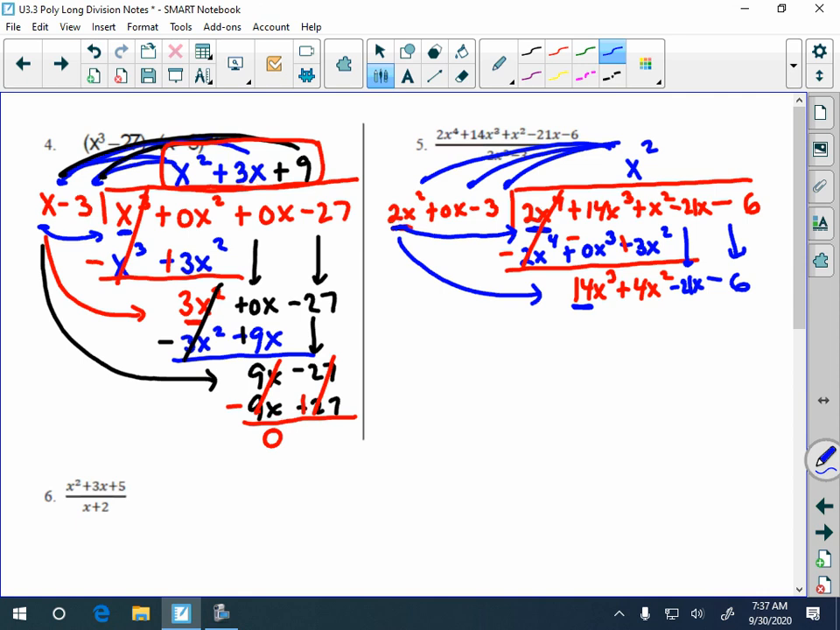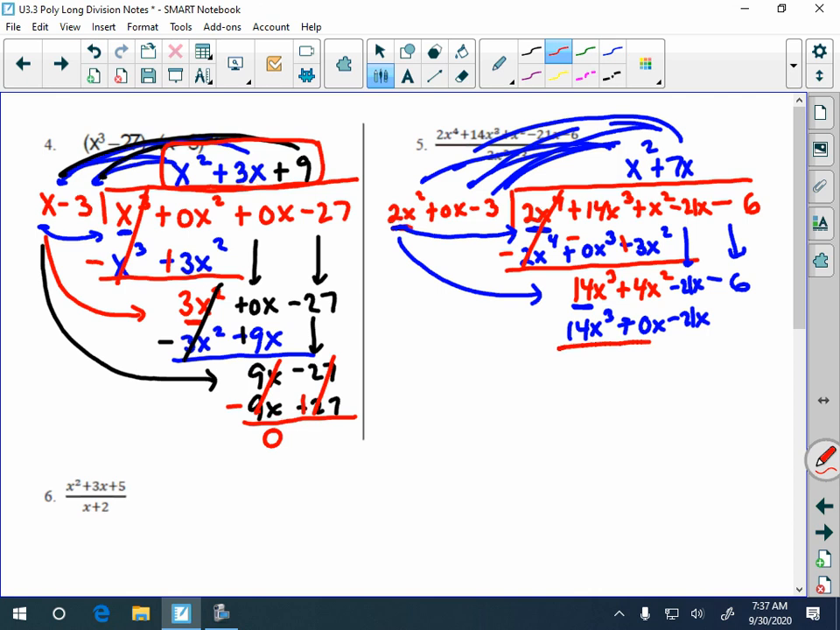So 2x squared times what is 14x to the 3rd? So it's going to be plus 7x. I'm going to take 7x and distribute all three times. So 7x times 2x squared is 14x to the 3rd. 7x times 0x is 0x, so plus 0x. 7x times negative 3 is negative 21x.